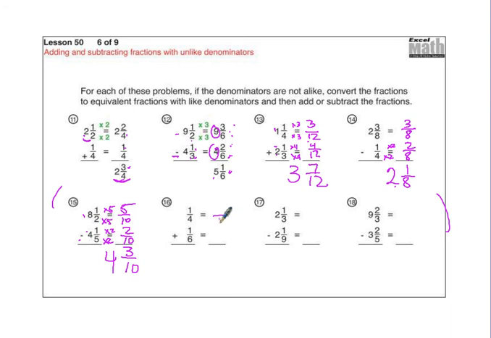The next one, common denominator of 4 and 6 is 12. 4 times 3, 1 times 3. 6 times 2, 1 times 2. Add them together and get 5/12. There is no whole number to include in that.